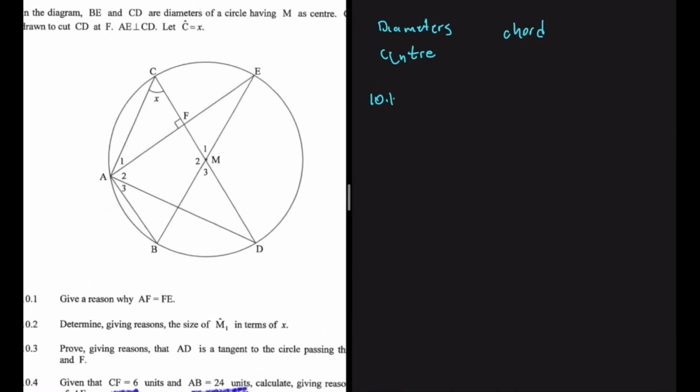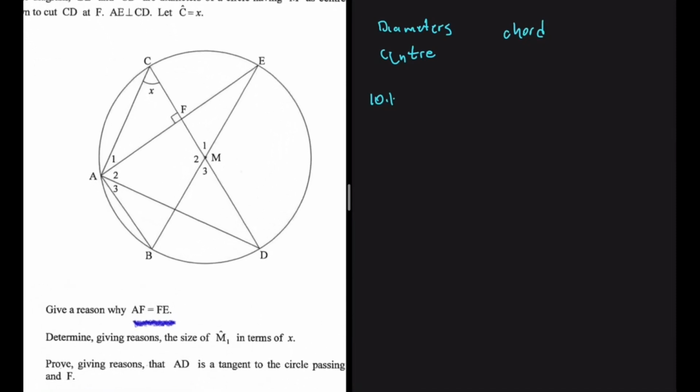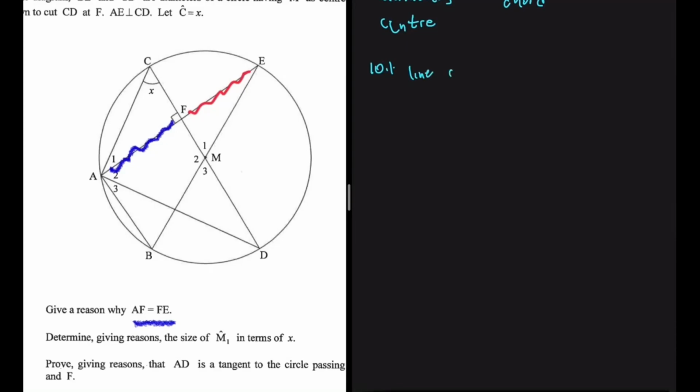10.1, it says let's give a reason why AF is equal to FE. So AF, yes, AF here, is equal to FE. They're equal to each other because the line from the center is perpendicular to the chord. If the line from the center is perpendicular to the chord, that line is going to bisect the chord, right? And that is why we say that AF is equal to FE, aka theorem number 1.